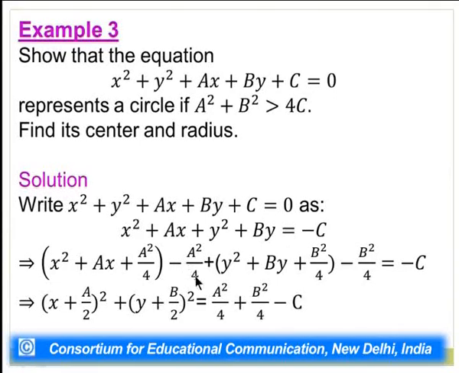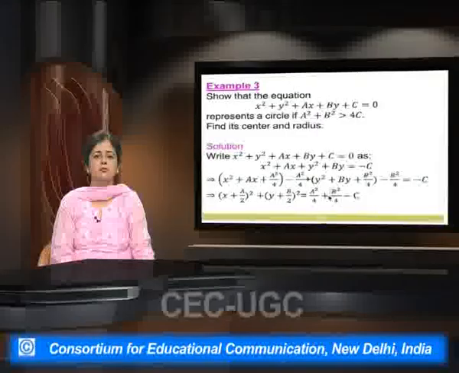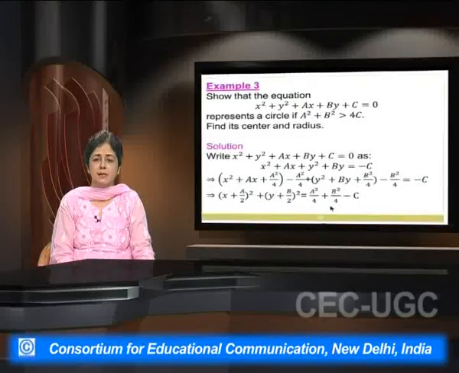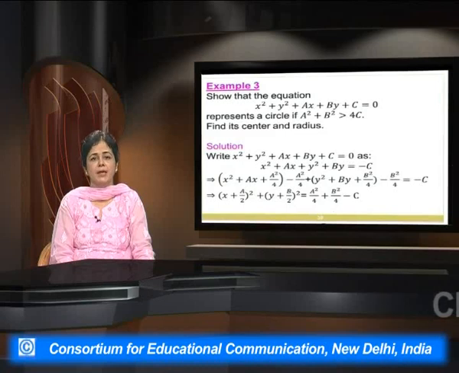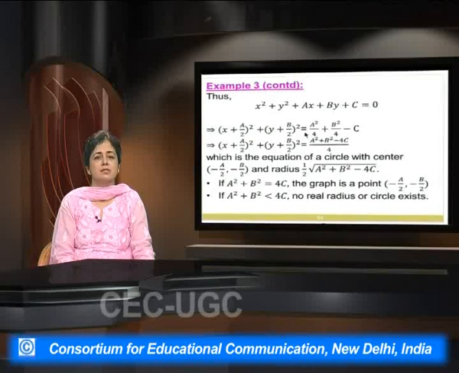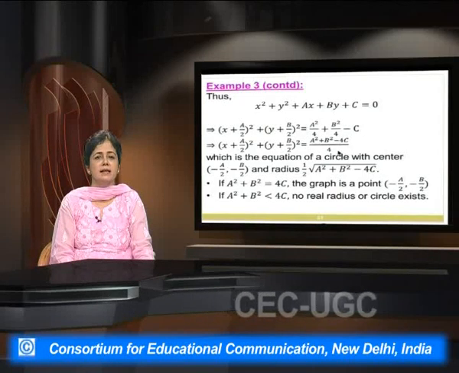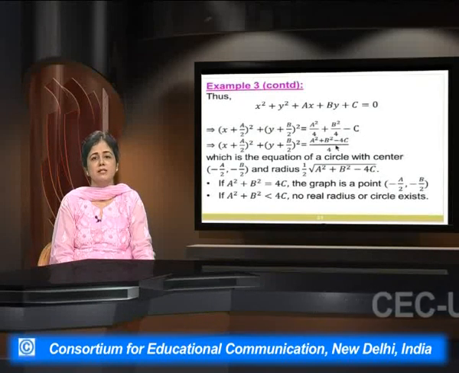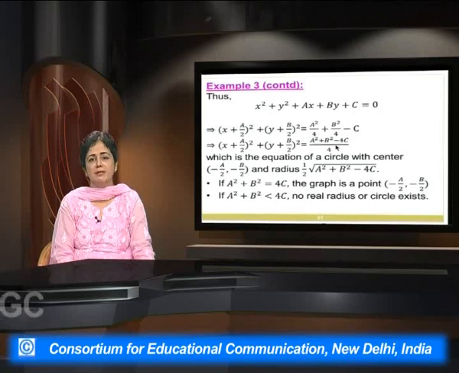And this a square by 4 that you have subtracted here, you can take to the right hand side. And similarly, if you do the same exercise for y, you will get x plus a by 2 the whole square plus y plus b by 2 the whole square is equal to a square by 4 plus b square by 4 minus c. And if you do the algebra, you see that this is nothing but, if you just manipulate the terms on the right hand side, the LCM is 4, and in the numerator you'll have a square plus b square minus 4c.